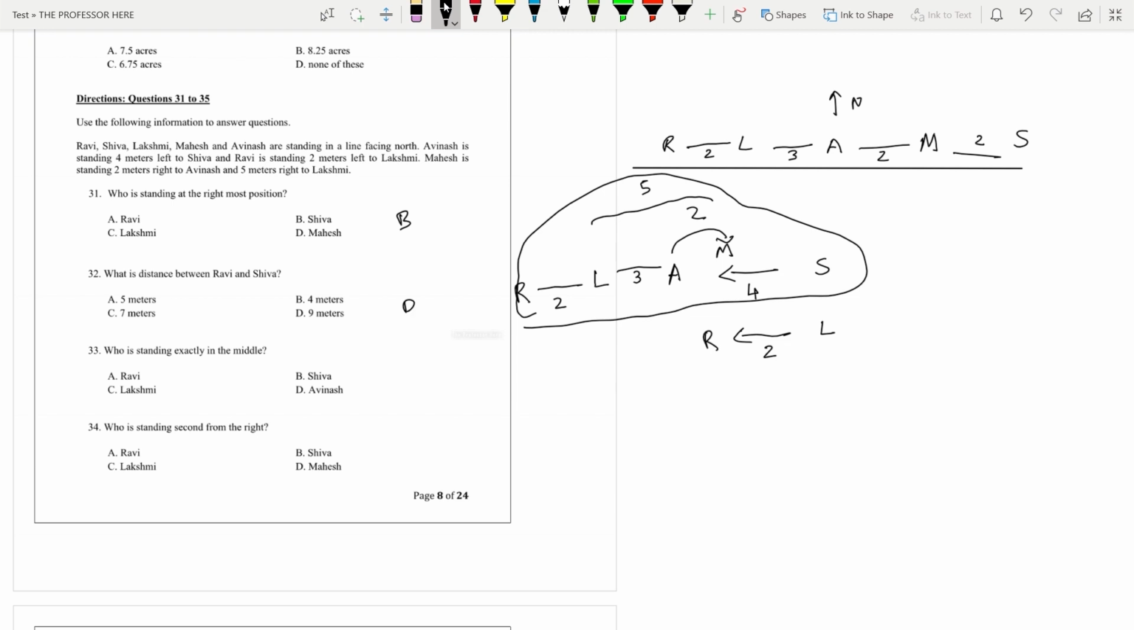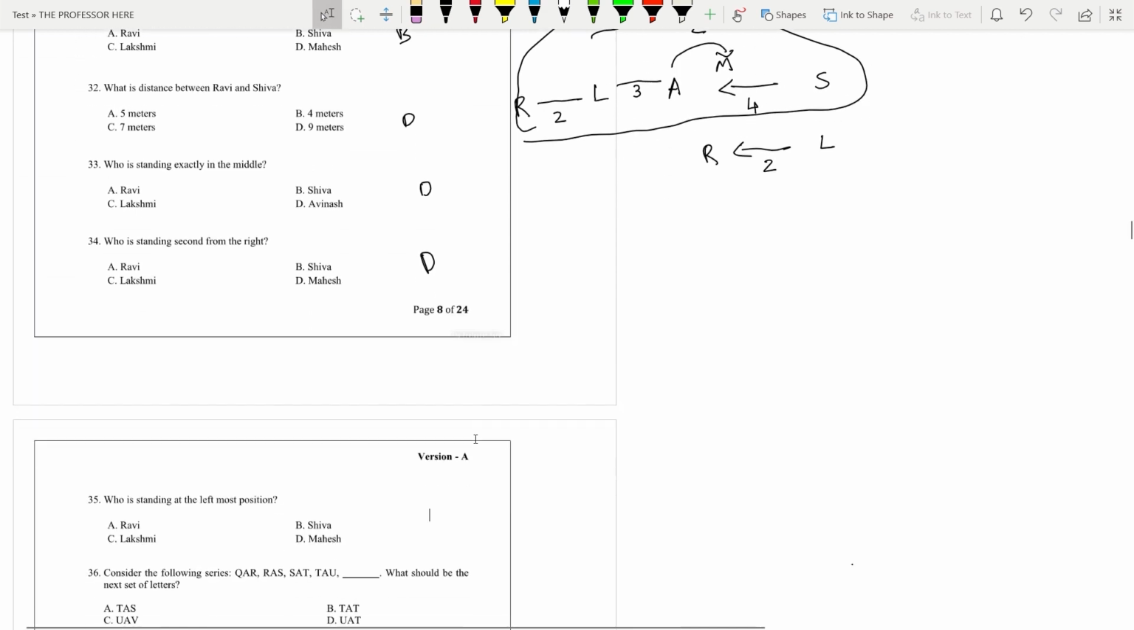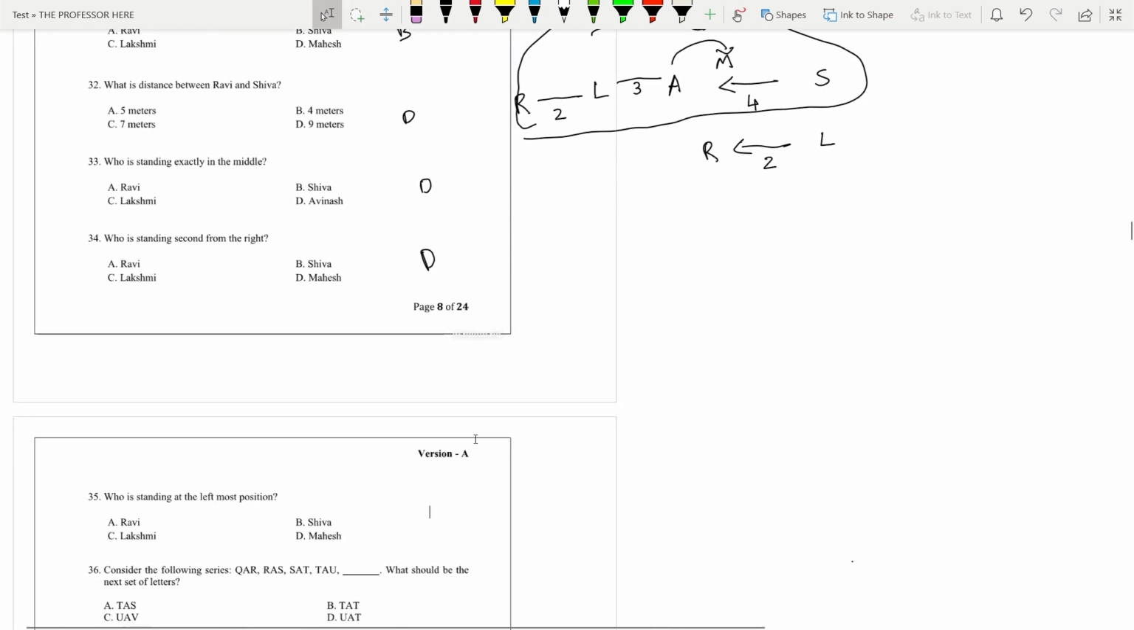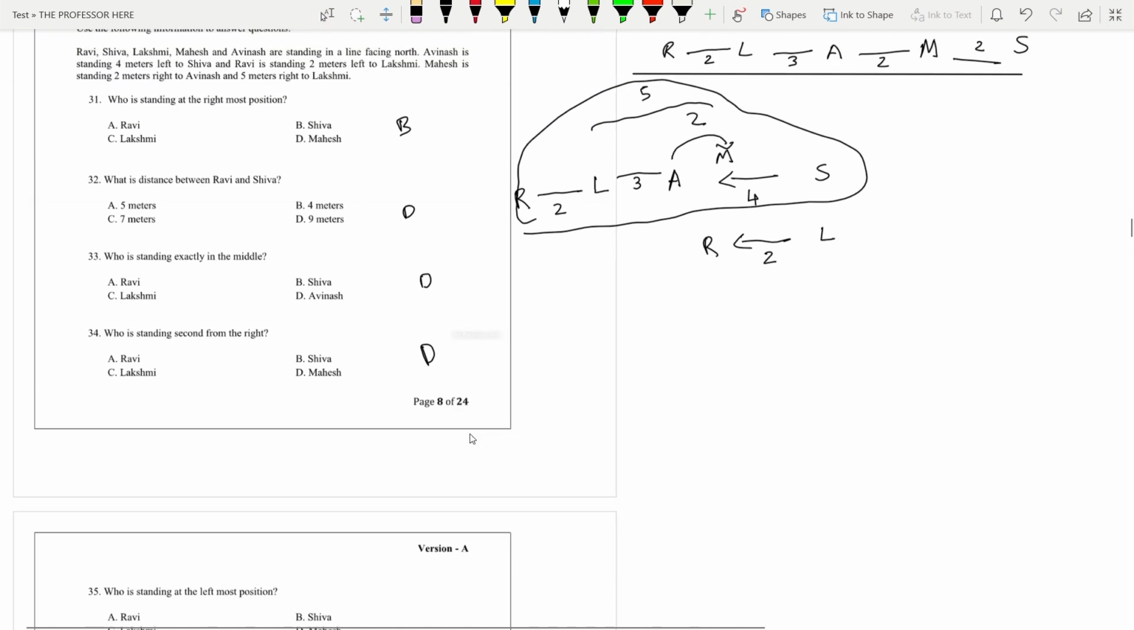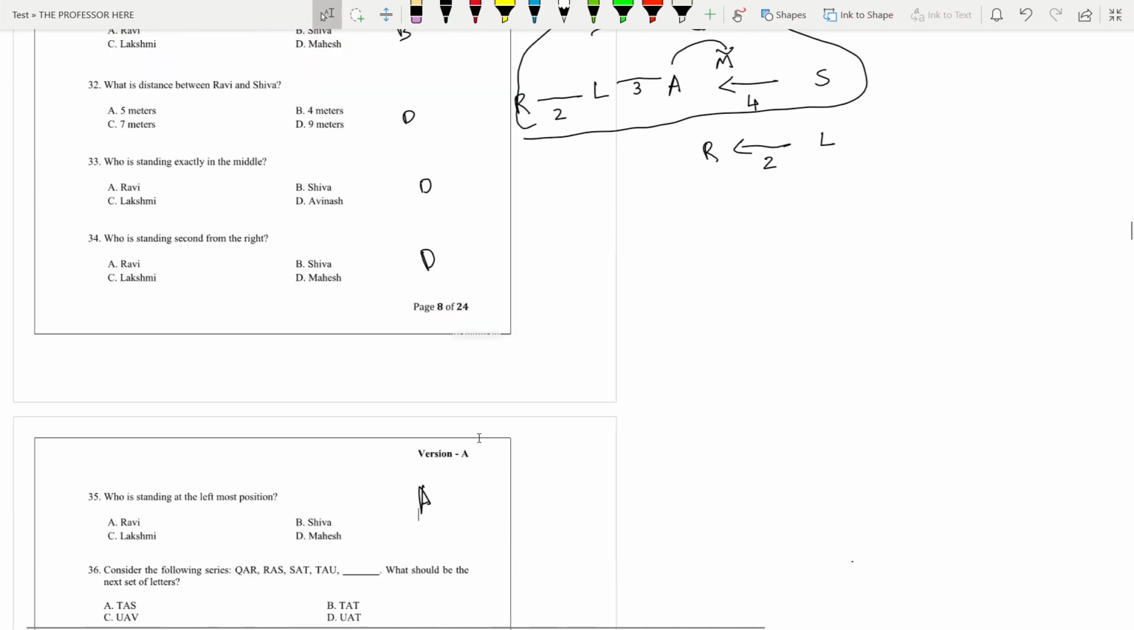Question number 33. Who is standing exactly in the middle? Avinash. Option D. Question number 34. Who is standing second from the right? Second from the right is Mahesh. Option D. Question number 35. Who is standing at the leftmost position? Leftmost position is Ravi. Option A, Ravi is the answer. Let's move on to the next question.